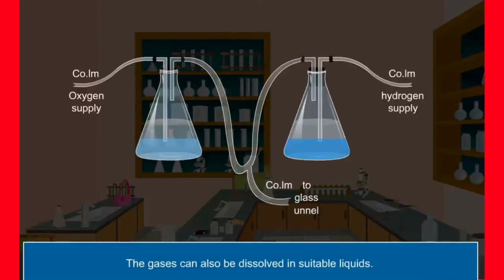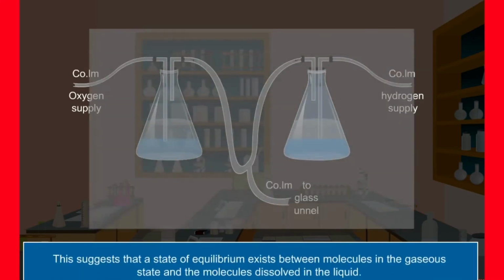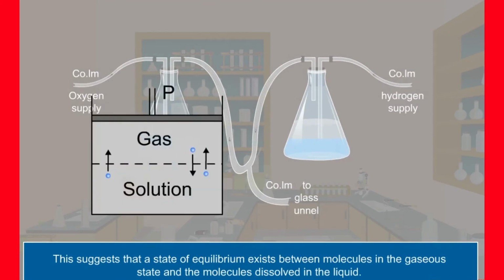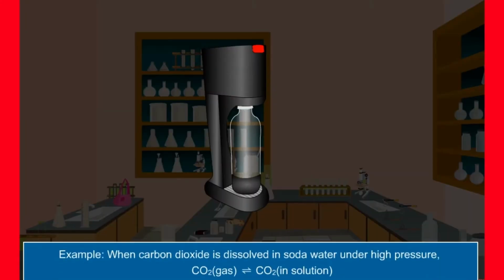Equilibrium involving dissolution of gases in liquids. The gases can also be dissolved in suitable liquids. At a given temperature, a liquid can dissolve only a certain definite mass of the gas. This suggests that a state of equilibrium exists between molecules in the gaseous state and the molecules dissolved in the liquid. For example, when carbon dioxide is dissolved in soda water under high pressure, the given equilibrium exists.